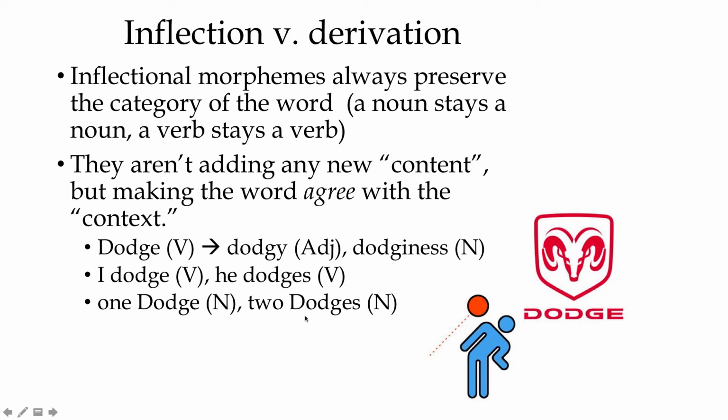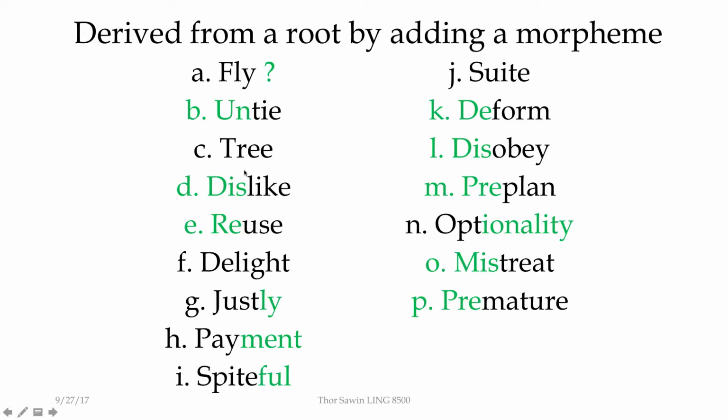It's inflecting for person or inflecting for number, where here E or ness are derivational morphemes that significantly change the meaning of the word. It's a new kind of movie that I have in my head. It's a new meaning I'm trying to convey. So some examples of derivations would be these green morphemes here. They take the black root and they derive a brand new word with a very different kind of meaning. Payment is a very different thing than pay. Spiteful is a very different thing than spite.